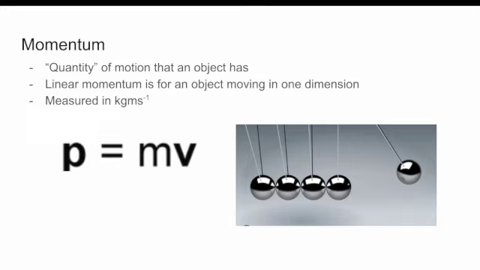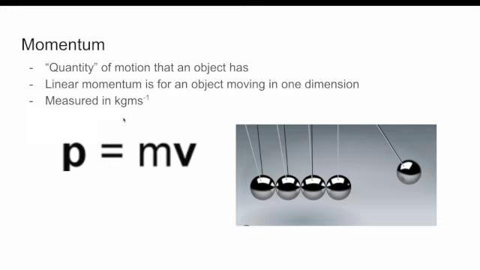So, linear momentum is basically the quantity of motion that an object has when moving in a single dimension. It's measured in kilogram meters per second, which you would say as kg m per second. So now let's look at the formula to get a more formal definition of momentum. So this p here is momentum, and this m is mass, and this v is velocity. Now this is dimensionally consistent with the units, as m is measured in kilograms and v is measured in meters per second, and you multiply them together.